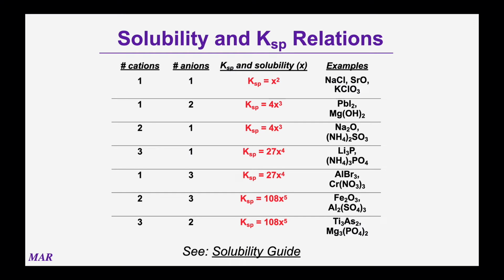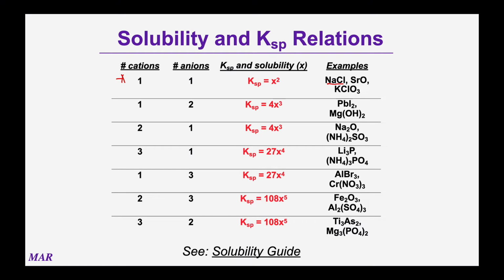Now, in the first one up here, there was one cation and one anion. So for things like sodium chloride, Ksp would be sodium ions times chloride ions. And because solubility is how much of each of those are created, it would be x times x, or x squared. So if you had a Ksp for NaCl and you wanted to find the solubility, you could take the square root of Ksp and that would equal solubility. And that also works for things like strontium oxide, which are one cation to one anion. Potassium chlorate would be 1 K plus and 1 ClO3 minus, one cation to one anion. All of those work really well.